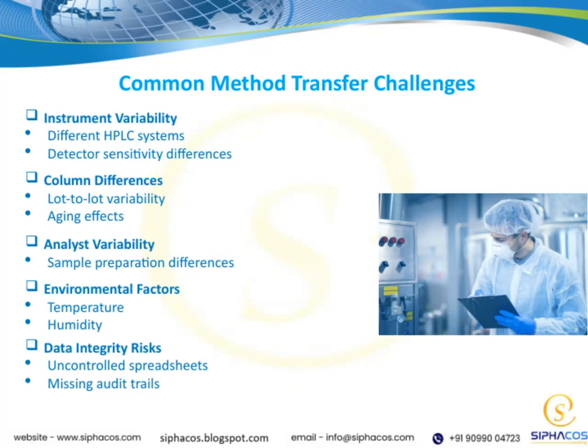When we're transferring methods, several challenges can pop up. Instrument variability is one. Different HPLC systems and detector sensitivities can throw off results. Then there are column differences, like lot-to-lot changes or aging effects that impact performance. Analyst variability matters too. Sample prep can vary from person to person. Environmental factors like temperature and humidity also play a role. And finally, data integrity risks. Uncontrolled spreadsheets and missing audit trails can compromise the whole process. These are the hurdles we need to watch out for.